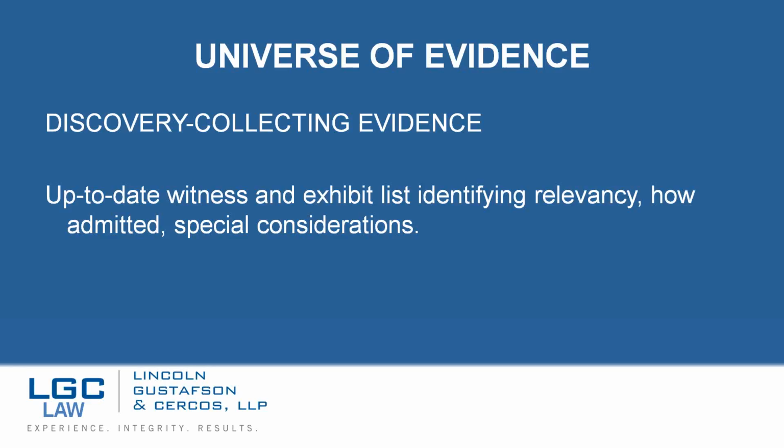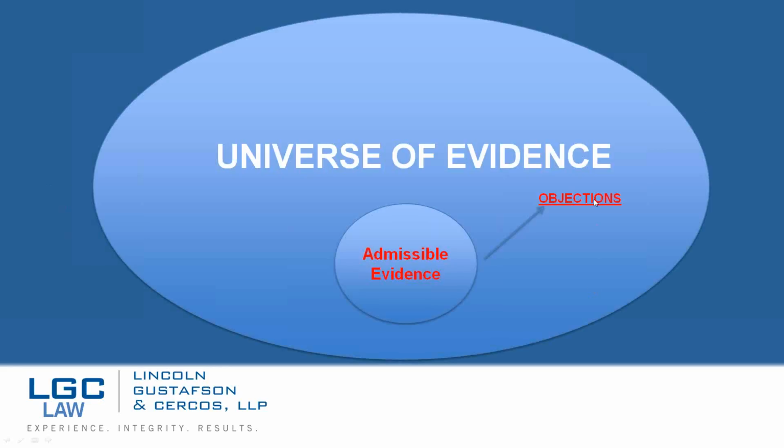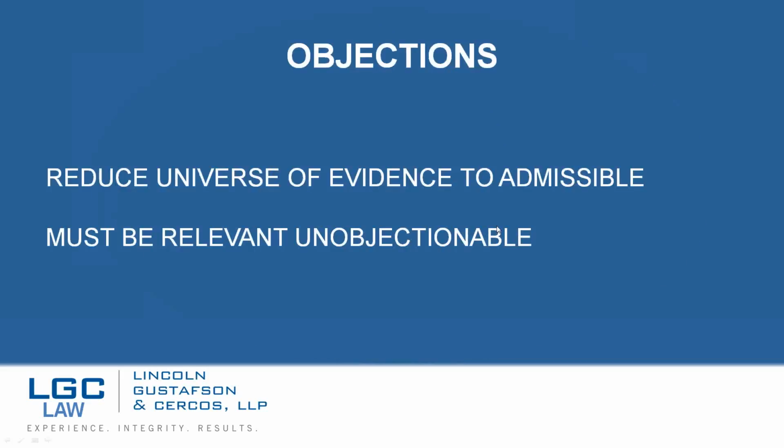And then think about any particular problems you're going to have. What objections, now we're starting to talk about objections, could be levied against a particular document or witness. So we've got that universe of evidence, and we're trying to get it down into admissible evidence. We've discovered it. We've defined it by the pleadings. We've flushed it out through discovery, and we're getting closer now to getting it to be admissible.